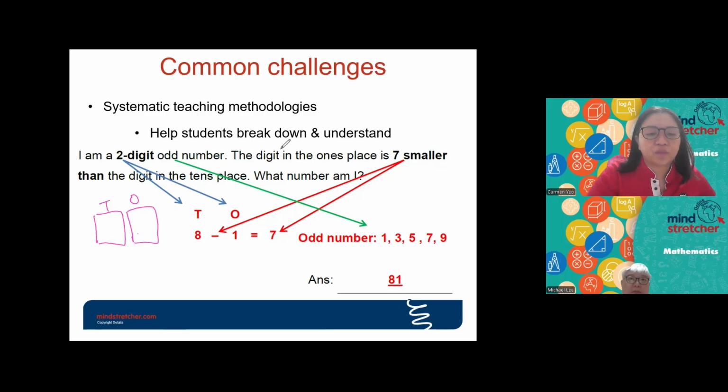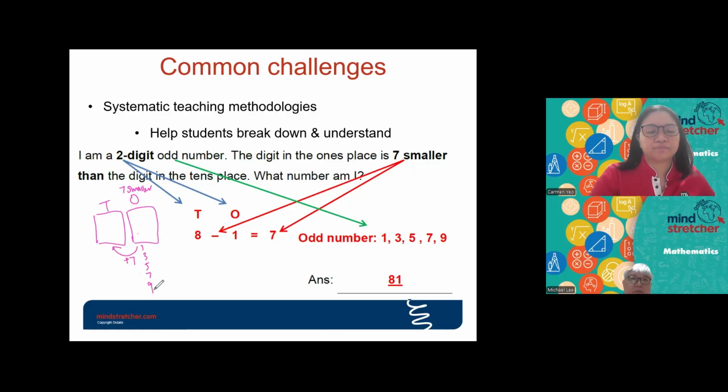Okay, so over here, the ones place could be 1, 3, 5, 7, or 9. The digit in the ones place is 7 smaller than the digit in the tens place. So the ones place is smaller, 7 smaller. That means if I add 7, I will get the digit in the tens place.